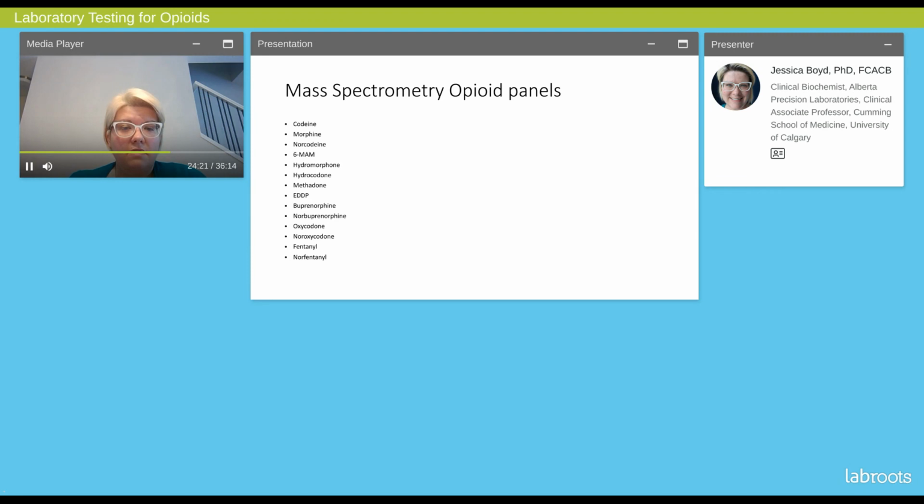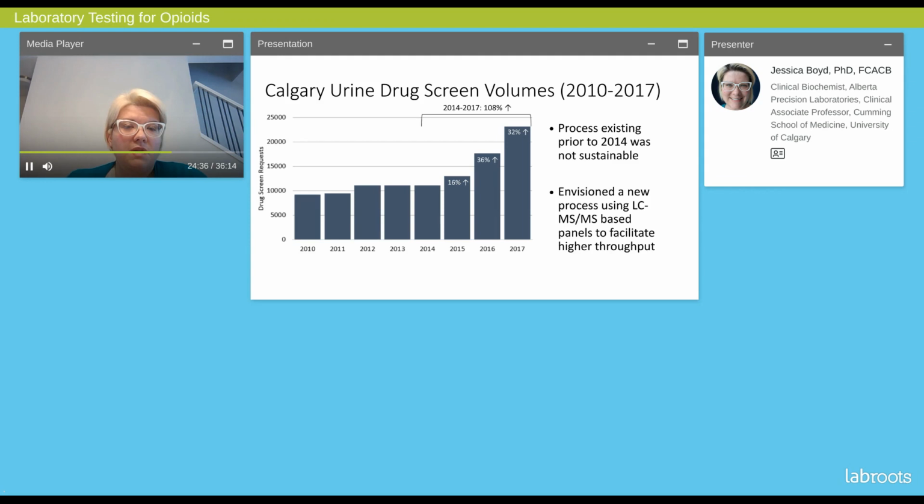And so I can look at it and ask, in terms of morphine, codeine, norcodeine, does that look like a codeine pattern? Does it look like maybe they're taking hydrocodone, hydromorphone separately? And so it gives me a lot more information than if I'm just trying to decipher an immunoassay result for all of these.